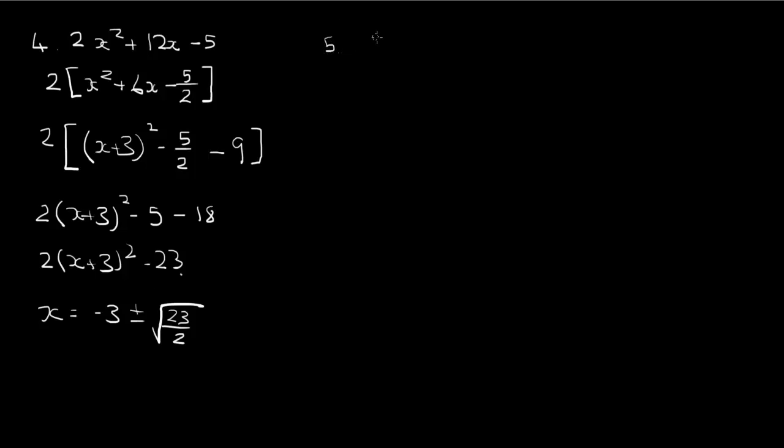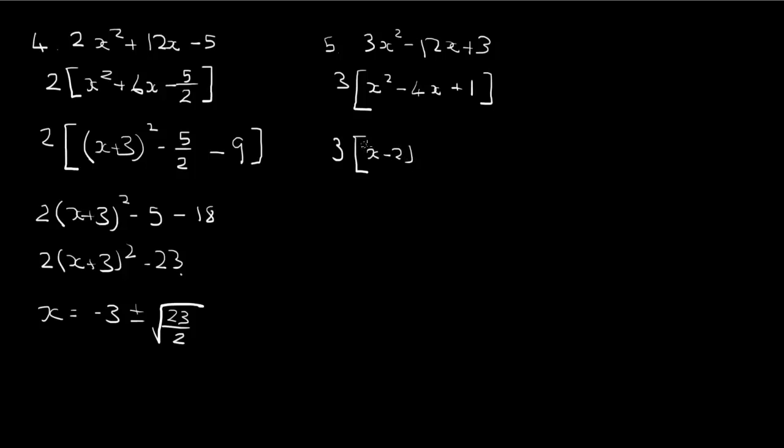Another example, to finish the examples with. Again, the coefficient of x squared is not 1, it's 3 this time, so we're going to remove the 3. That's a straightforward one. Take 3 out, square bracket, gives us x squared minus 4x plus 1. Complete the square for the section inside the bracket. So what we do is remove the coefficient of x squared, then complete the square for the expression we've got inside the bracket.